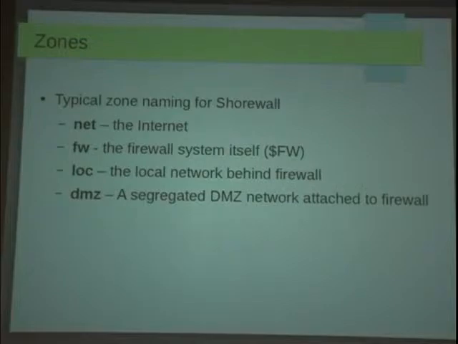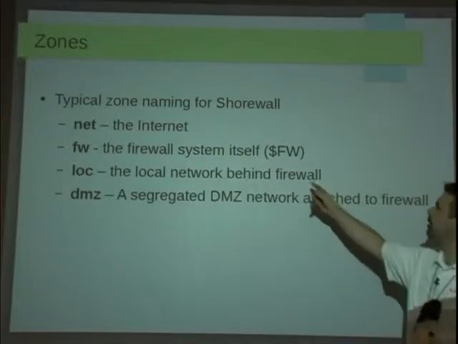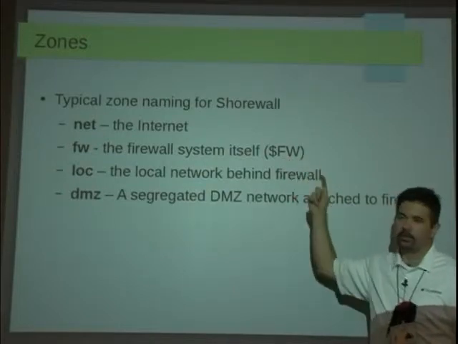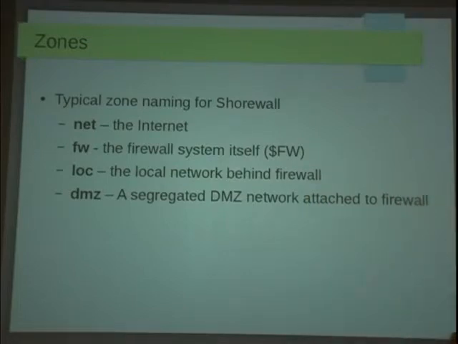Okay, so again, zones. Typical zone naming. Rob asked, are these kind of set in stone? No, these are just typical names, and they're the ones that are used in the examples, but you can name them anything you want. Net, the internet. FW is the firewall itself. You'll find a lot of times, and I'm not really certain why this is, they refer to it in the configs as $FW. I'm not sure what the significance of that is, but it's the firewall. And then LOC is the local network. And DMZ. If you have a VPN, you can call it VPN for that zone, or Wi-Fi, whatever. So the zones are pretty arbitrary, but these are the typical ones that are used by people that implement Shorewall.